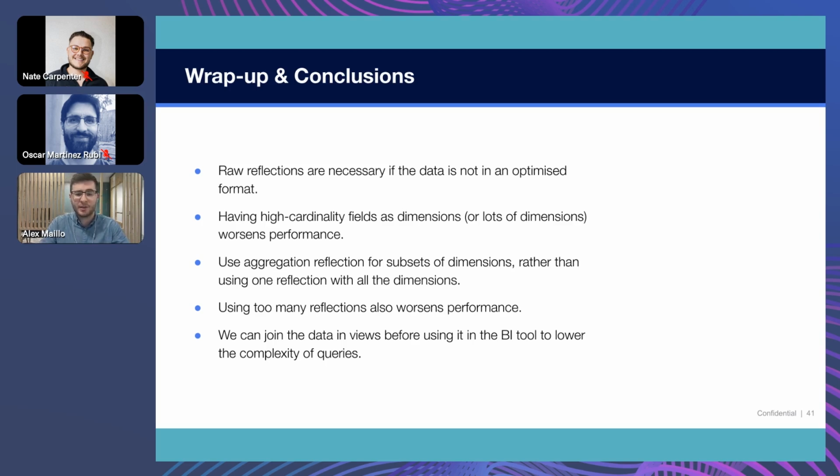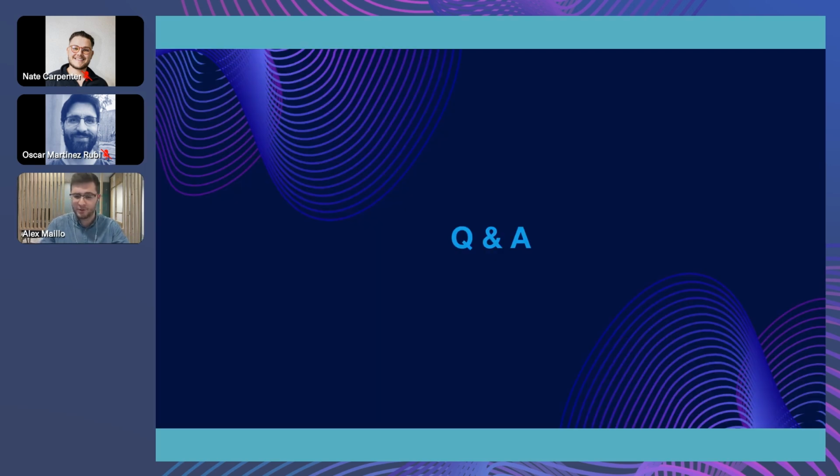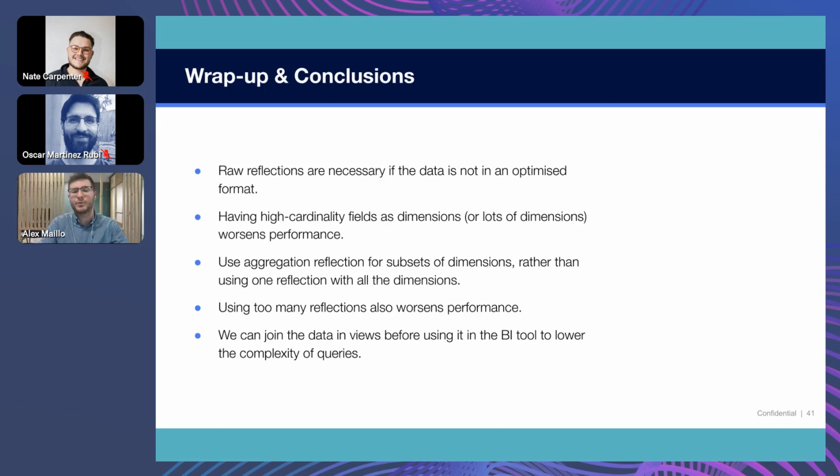Row and aggregation reflections have different purposes. None of them is better than the other. Row reflections, though, are a must when we do not have the data stored in an optimized format. And as for the aggregation reflection, we should avoid using one single reflection for all the possible dimensions. Okay, it offers better performance to have small reflections.